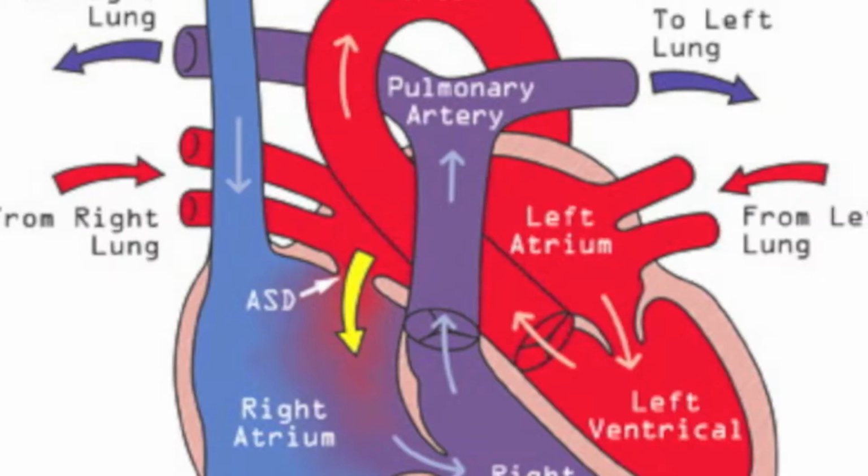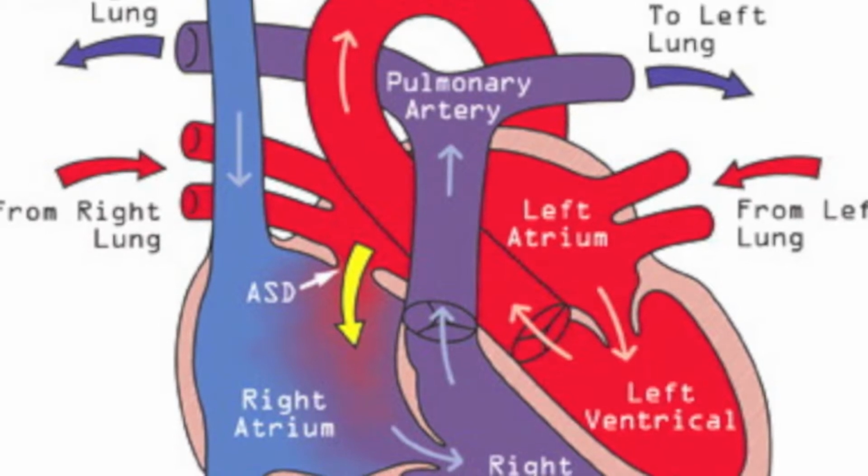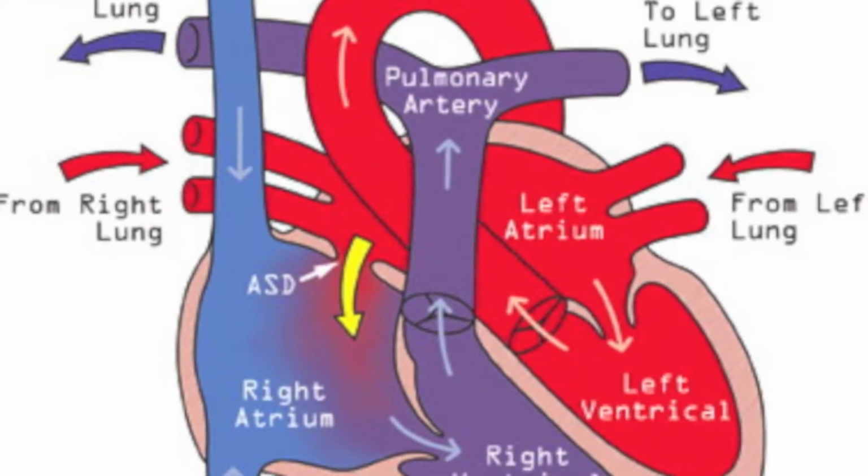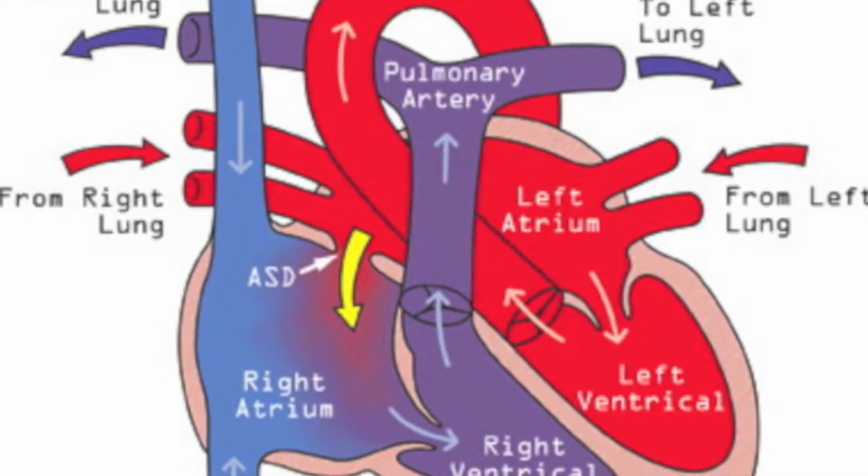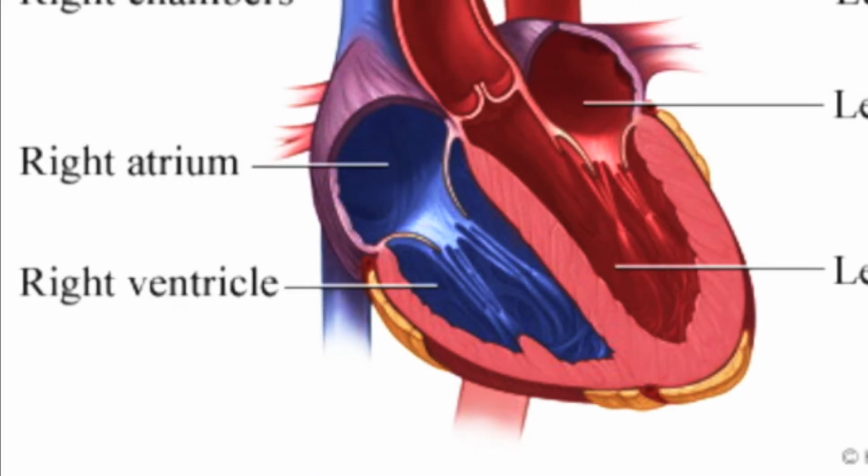It's a vein that gets blood from the head and neck. It delivers blood to the right atrium next. The right atrium receives blood that's deoxygenated. Then it sends it to the lungs to get oxygenated.